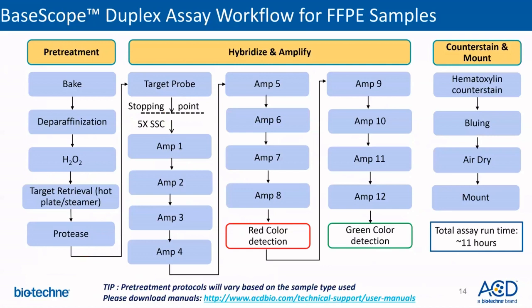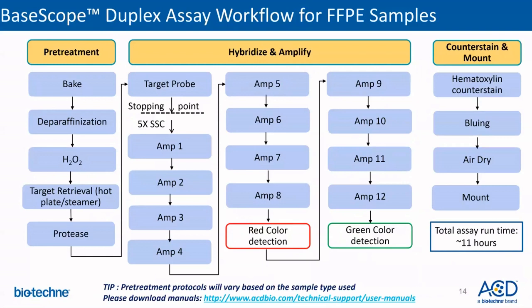And this is essentially a workflow for the BaseScope duplex assay. I would like to focus you on the top headers, which are pre-treatment, hybridize and amplify, and counterstain and mount. The assay is divided into three short parts, which includes pre-treatment, hybridization, amplification, and counterstaining. Pre-treatment would vary depending upon the sample type that you are using. So please connect with our technical support if you have any questions regarding sample pre-treatment, or you can download the user manuals from our website.